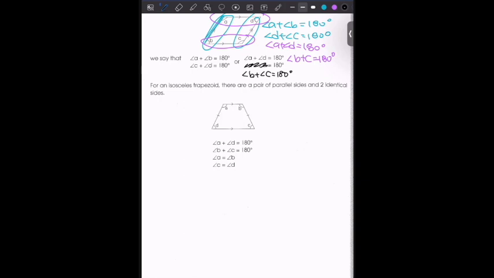And so for an isosceles trapezoid, angle A plus angle D, these two, in a straight line is going to equal 180 degrees. The same thing happens for angle B and C. So that's going to be 180 degrees. And since the trapezoid is isosceles, angles A and B are going to be identical, and angles D and C are going to be identical.